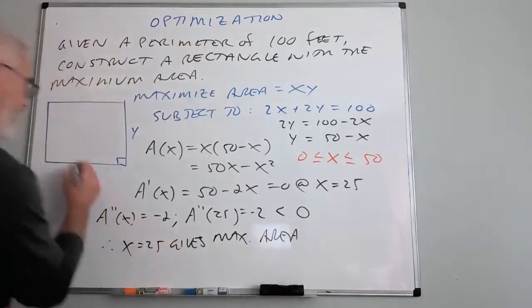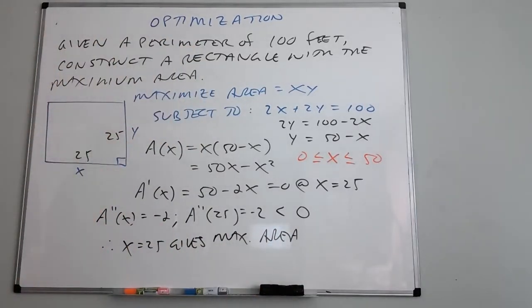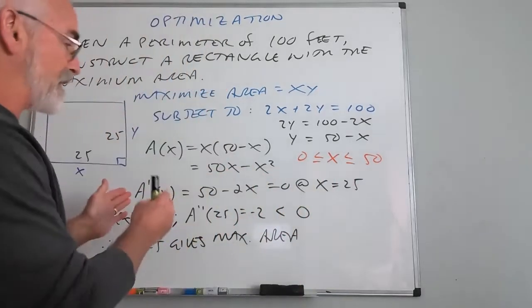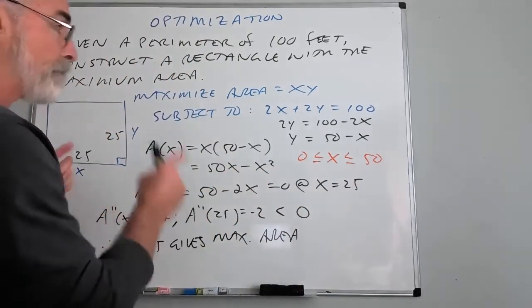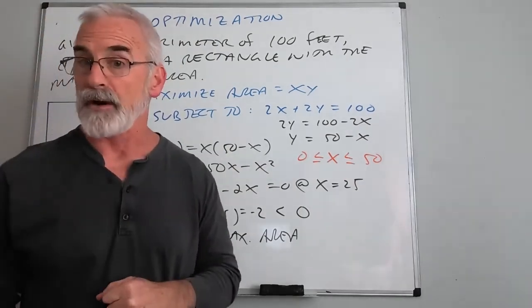And if x is 25, we notice that so is y. Oh my gosh, the maximum area will be when it's a square. Yeah, we kind of knew that. But that's how we showed it using calculus. We did all of this, but we first had to change it to a one variable problem. We will no longer have that limitation.